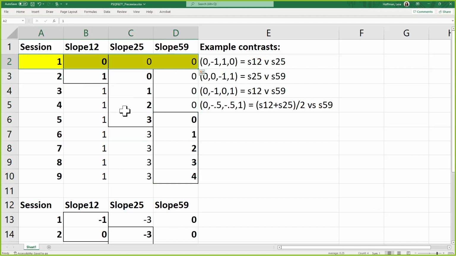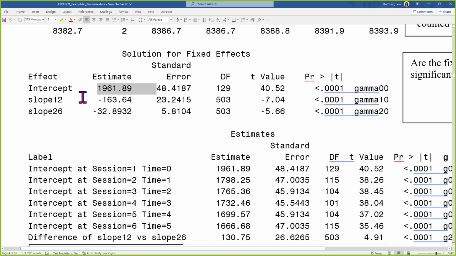So that's up to you. We set it at session 1 in the way that we did this. So at session 1, which is time 0, the expected response time on average is 1962 milliseconds approximately. Good. Next one. This is a slope.